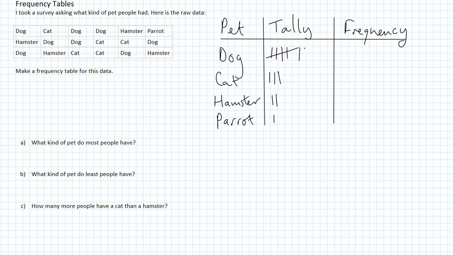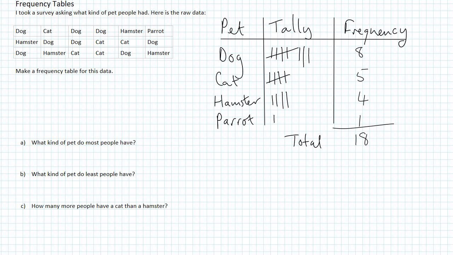For the last line, I've got dog, hamster, cat, cat, dog, and another hamster. Okay? Because I've blocked off my 5s, I can count that really easily. So that's 5 add 3 makes 8. Cat is 5, hamster is 4. And parrot is 1. And normally you will also have a gap at the bottom to write the total. So 8 add 5, that's 13, okay? Add on 4, that's 17, only 1 parrot, 18.